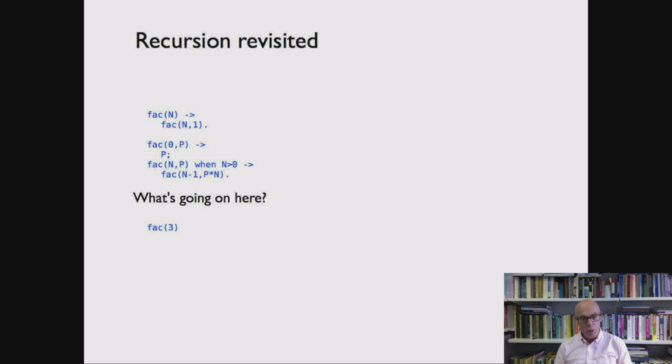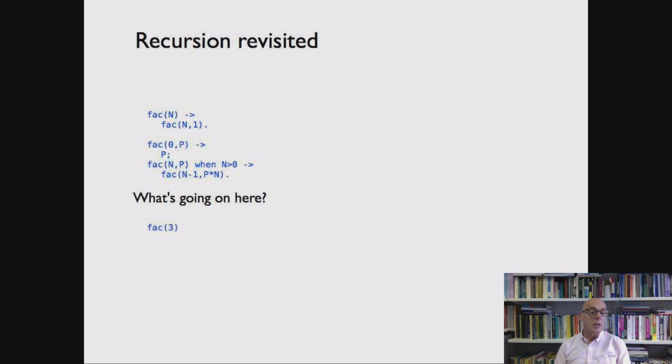How about this function? It's also going to compute factorial, but it says factorial of n is defined to be factorial, 2-argument factorial, applied to n and 1. Okay, but what are the n and 1 doing here? Well, factorial of 0 and p just returns p. So the final result of the computation is going to be in that second parameter.